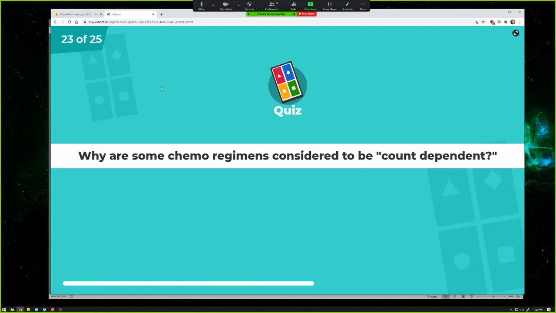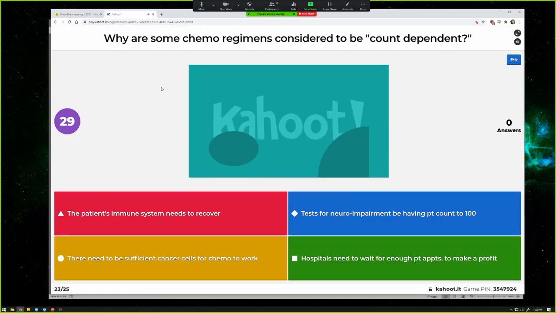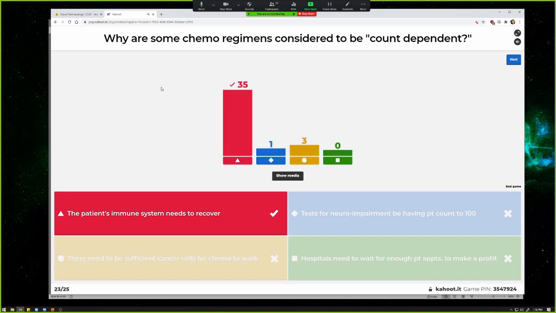Why are some chemo regimens considered to be count dependent? It should be easy. We just talked about it. Because the patient's immune system needs time to recover. Tests for neuro impairment. Boy, I don't even know how I wrote that one. You have to have the patient count to 100 to test for neuro impairment. There need to be sufficient cancer cells for chemo to work, or hospitals need to wait for enough patient appointments to make a profit. That's probably one of my prouder academic moments. I didn't say I was coherent when I wrote these things.